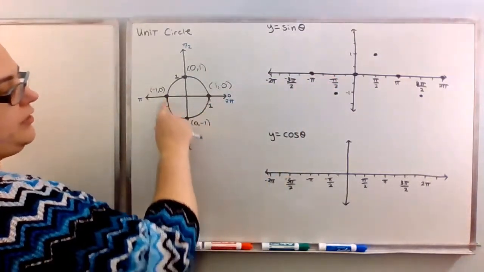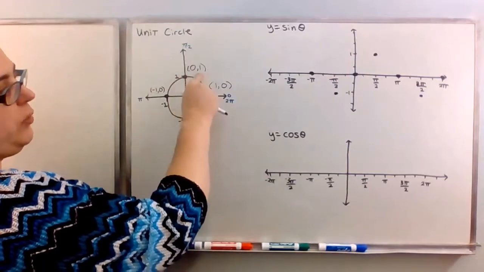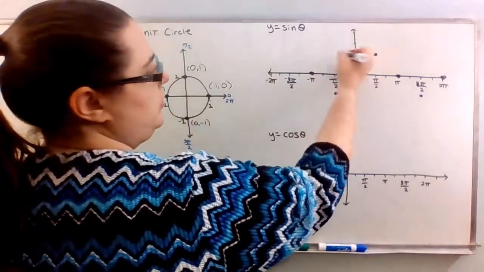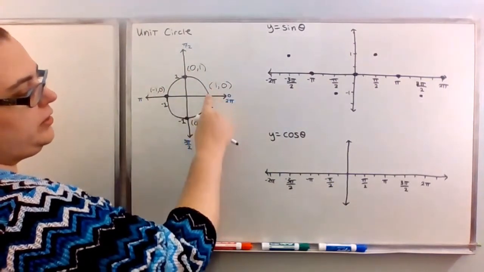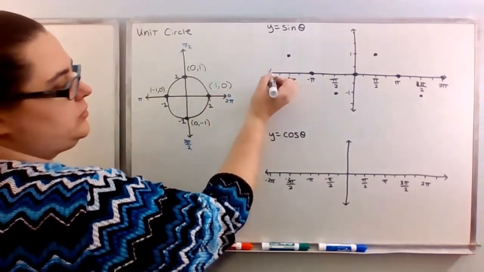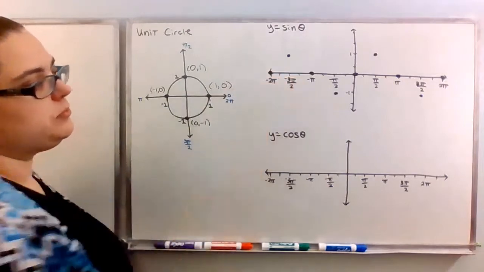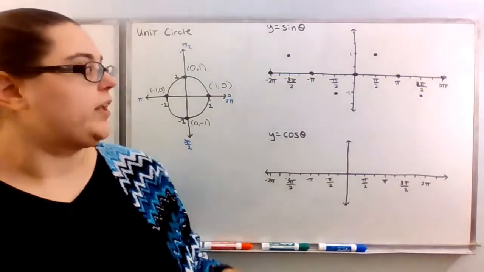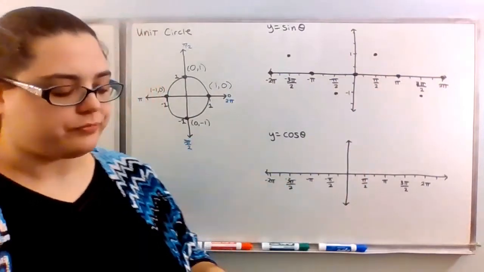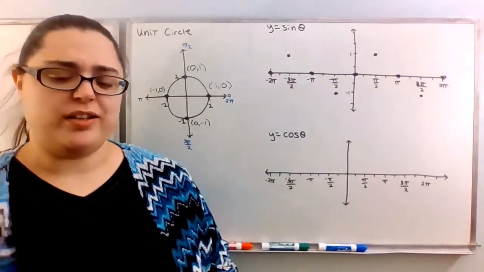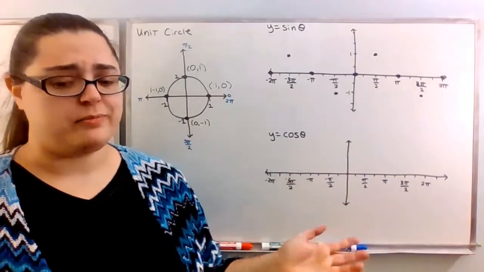When I go to negative 3 pi over 2, my y value is 1. And when I go to negative 2 pi, my y value is 0. So you can see that these points are repeating as we go through. So the next question is, how do we connect these?